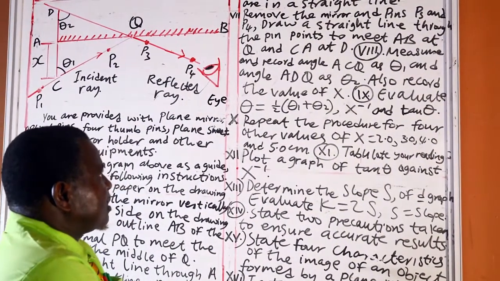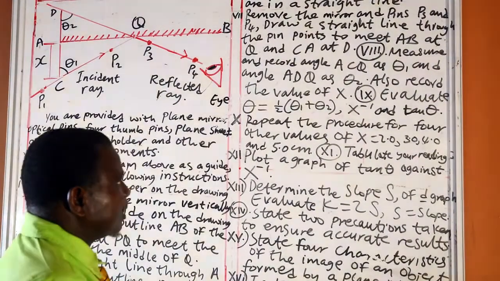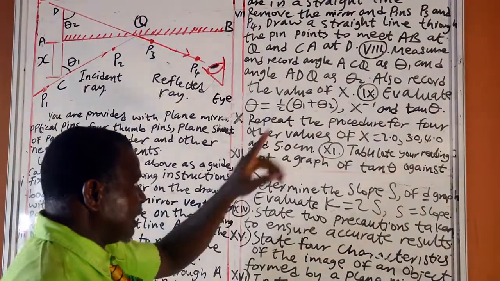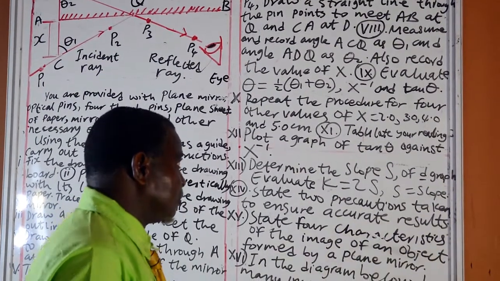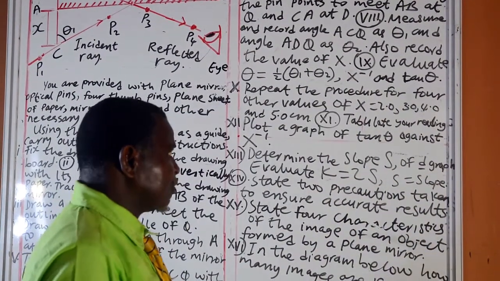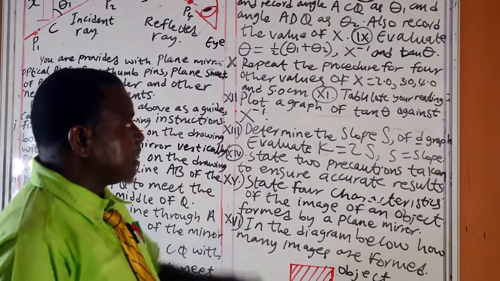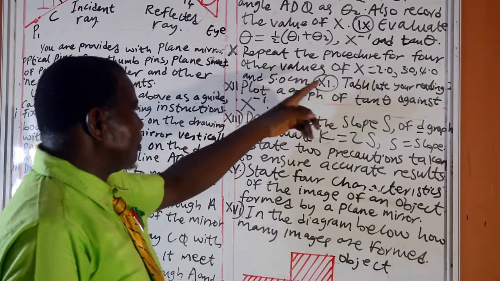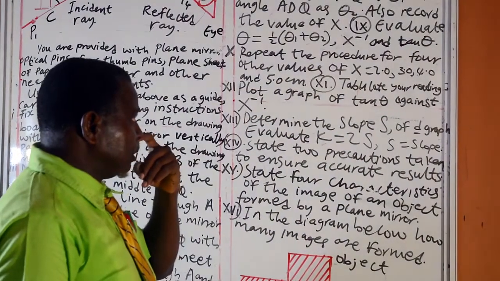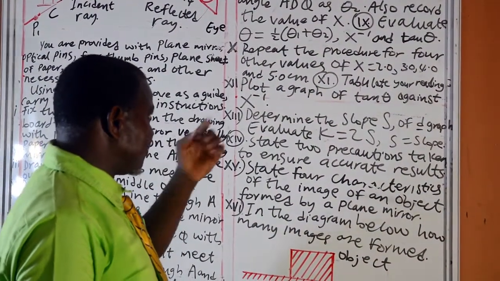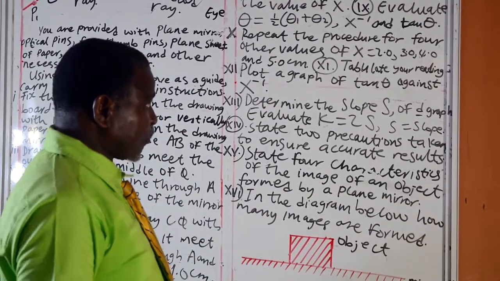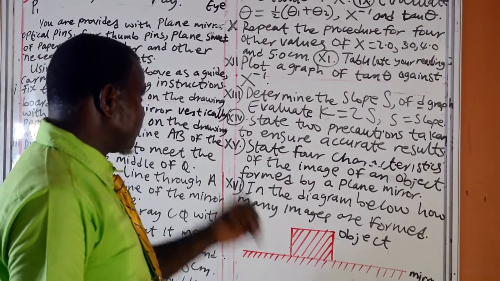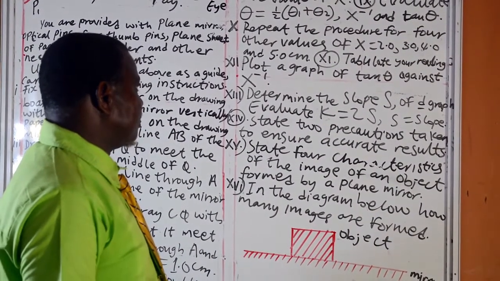9. Evaluate theta is equal to half of theta 1 plus theta 2. That is theta 1 plus theta 2 all over 2. That is the average of theta 1 and theta 2. Then find the inverse of X and tan theta. 10. Repeat the procedure for 4 other values of X equal to 2.0, 3.0, 4.0, and 5.0 centimeters. Tabulate your readings. Plot a graph of tan theta against X inverse.